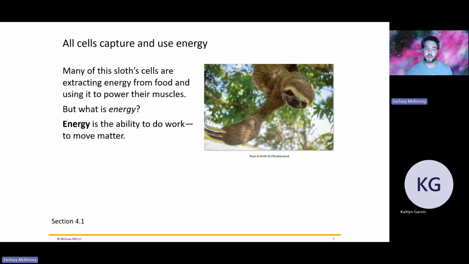All cells capture and use energy. All organisms have to use energy, even if they appear to hibernate, even when they're sleeping. There's not a time when an organism stops using energy. We can slow down our energy use. Some organisms can regulate their metabolism. I have a pet ball python, about 8 years old, and he can go for months without eating because he can slow down his metabolism. He can slow down his energy needs, but he still has needs. He still has to have energetic reactions happening.